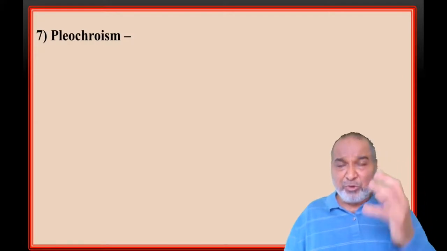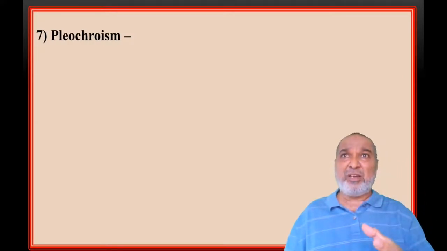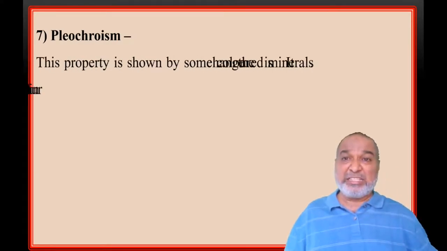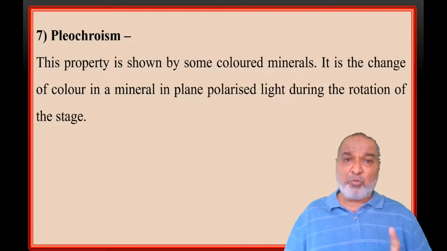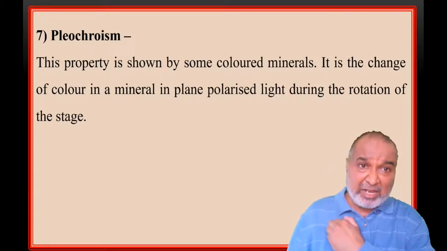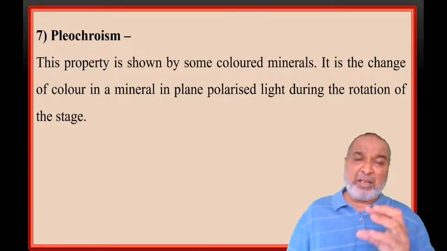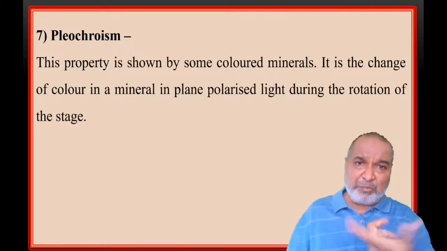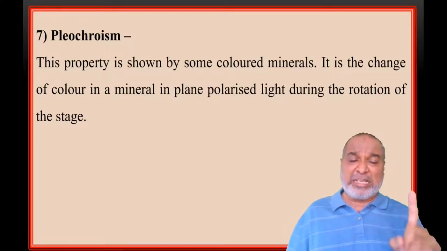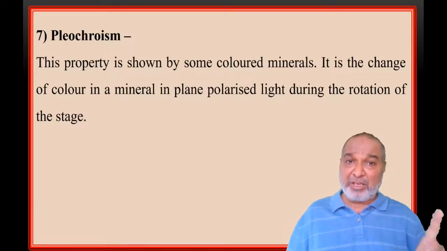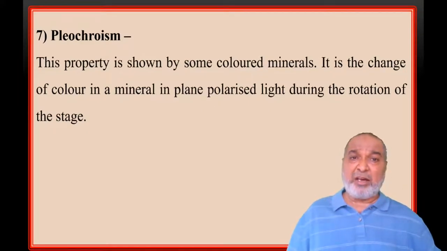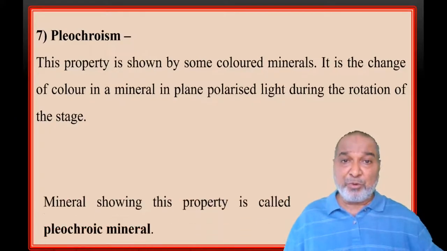So pleochroism is the change of color of a mineral when the stage is rotated through 360 degrees in plane polarized light. Especially a colored mineral like garnet: as you rotate, the light pink color remains light pink. No changes, no intensity has changed. So this mineral is called non-pleochroic. Colored one is there, but it is non-pleochroic. The rest, colorless minerals, are all non-pleochroic.